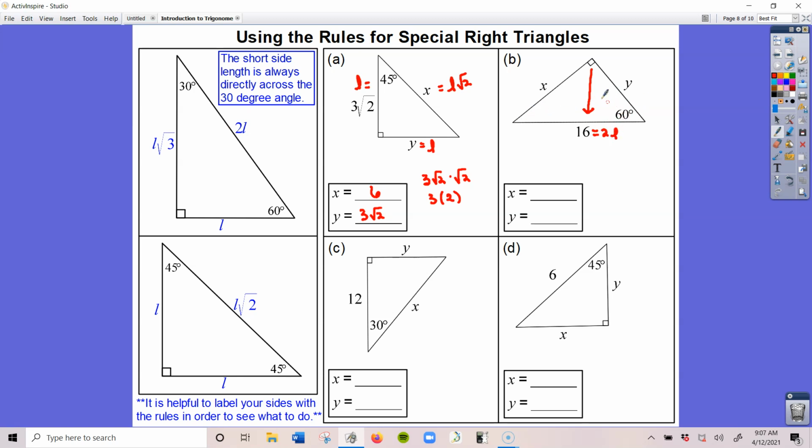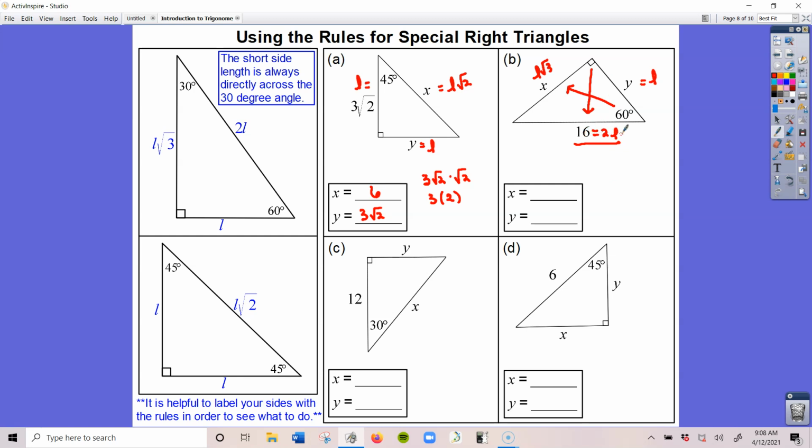If this is my 60 degrees, I look here at my rule, and the side that is across from the 60 degrees is equal to L times the square root of 3. And then my short side here, the one that is across from the 30 degrees, is equal to L. So I'm going to use the equation that's given to solve for L. That's usually your first thing to do when you're given these special right triangles: solve for L. And that'll help you to plug L into the remaining sides to figure out what that measurement is.